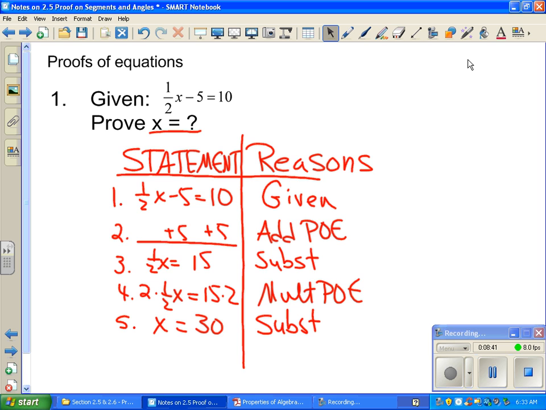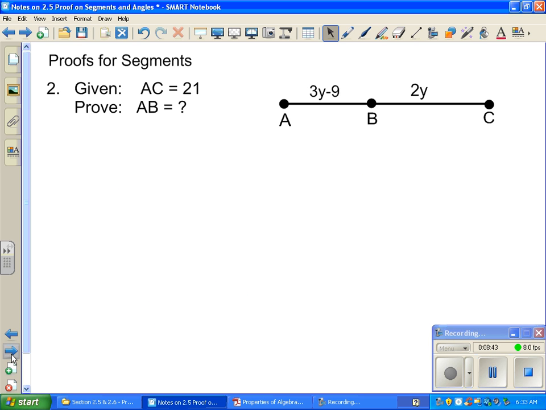So let's see how that works with some pictures. So here in this, we're going to work a few with segments first. So here in the segment problem, I have 2 segments obviously not of equal length. And AB is equal to 3y minus 9, and 2y is what BC is. But the given in this problem says from A all the way to C, and that's something sometimes you might want to mark on your picture. All the way over here is 21. So when I put the 2 of them together, I get 21.